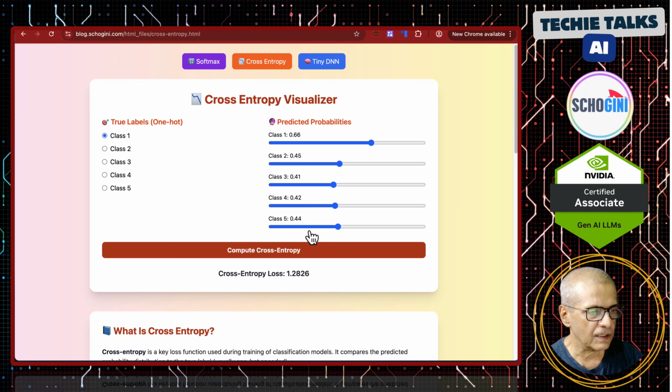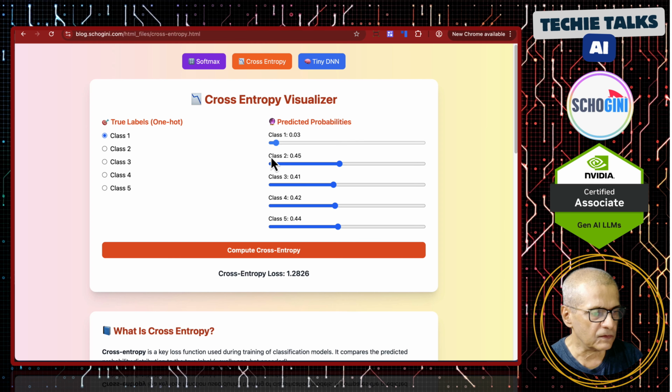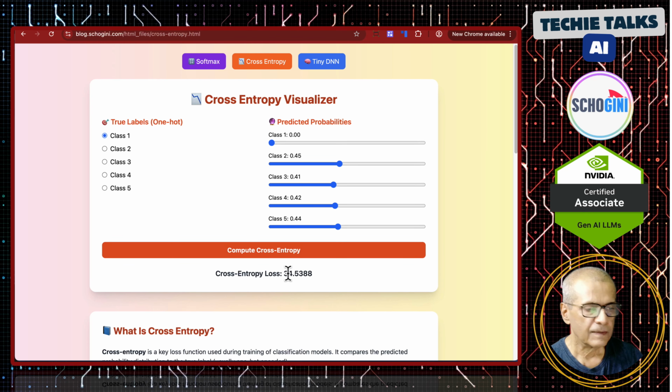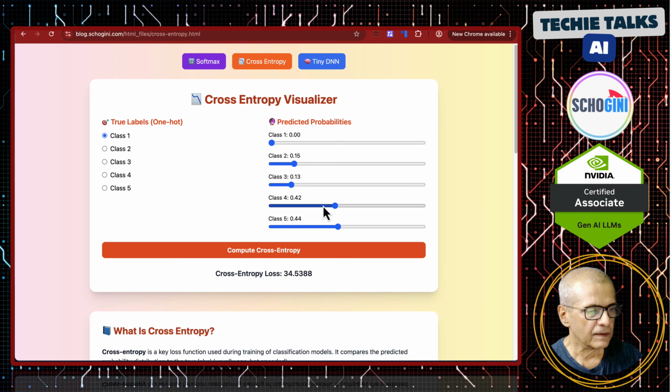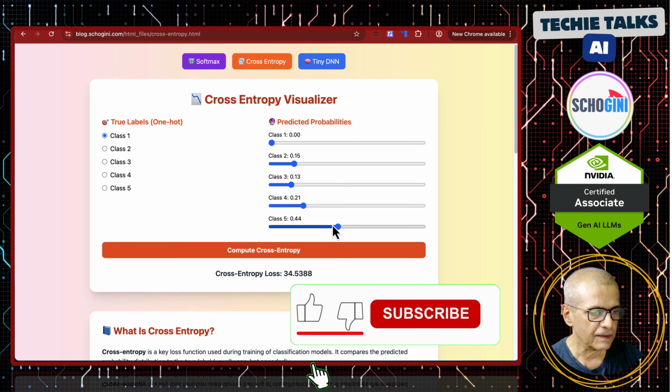So the confidence level is low. See, this loss is increasing, and if this is 0, for example, the error has become much bigger. I hope you will now remember the cross entropy loss function really well.